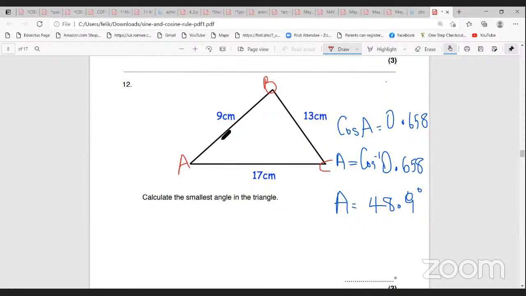All right, so we calculated angle A. I want you to go ahead and calculate angle B, and then automatically you can find angle C. Same procedure that we went through. Do those and send the answers to me.